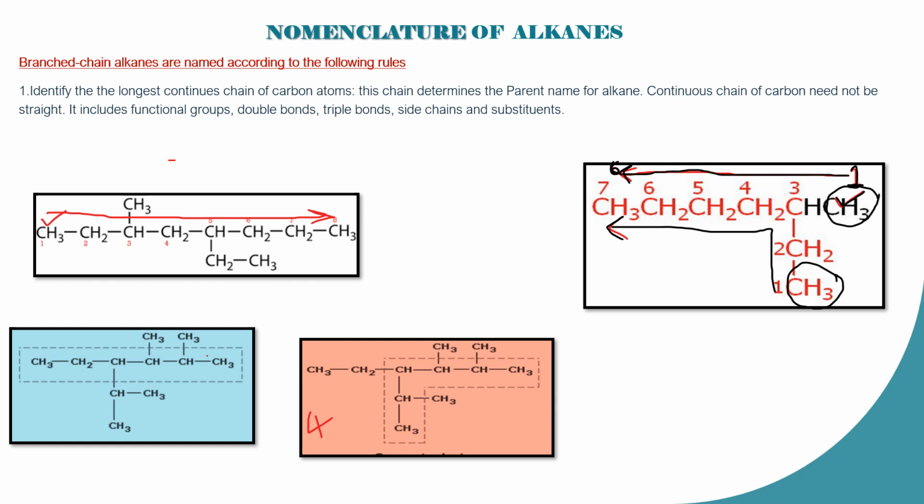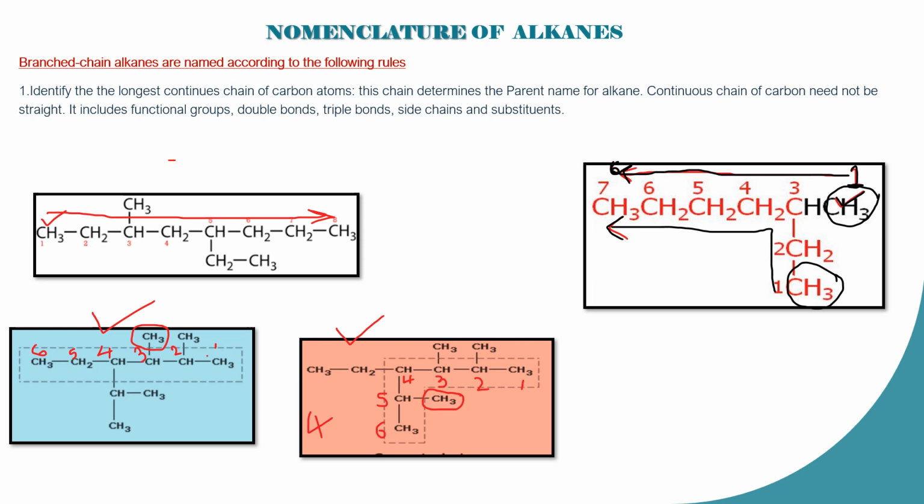Now see the next example. In these two structures, which one is the correct one? Take the first one. The total number of carbon atoms is 1, 2, 3, 4, 5, 6. 6 carbon atoms are there. And here also, if you count from here, take this carbon atom as first, 2, 3, 4, 5, 6. The total number of carbon atoms is 6.